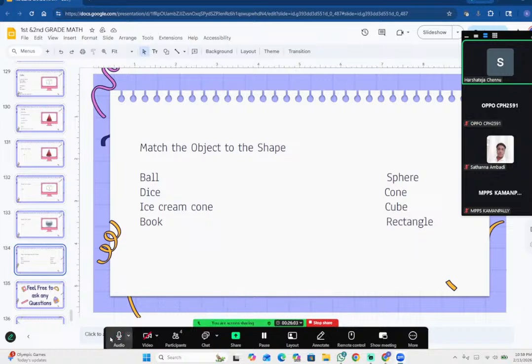So let's match the first one, a ball. What shape does a ball represent? A ball has no sides, no corners, and it can roll. So a ball and a sphere match together.